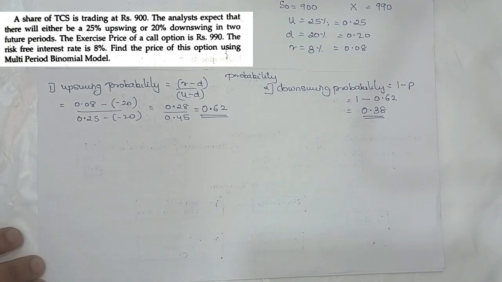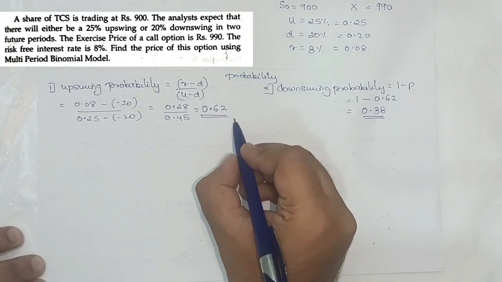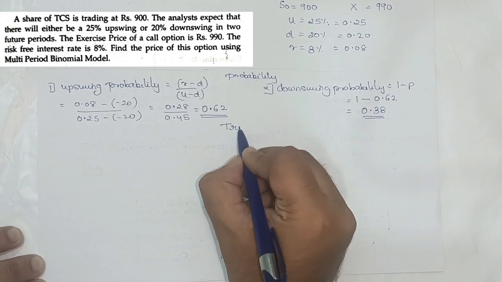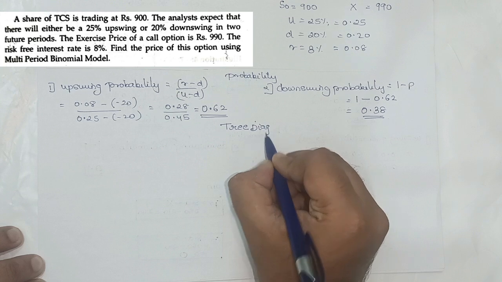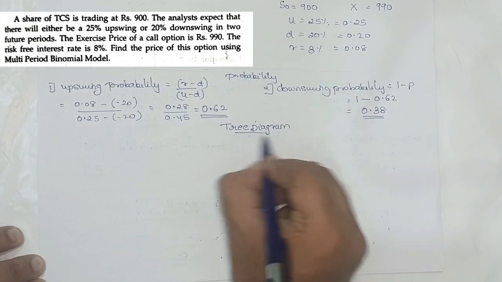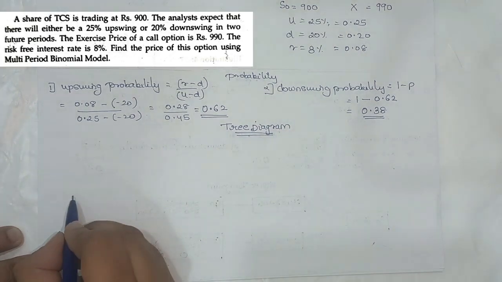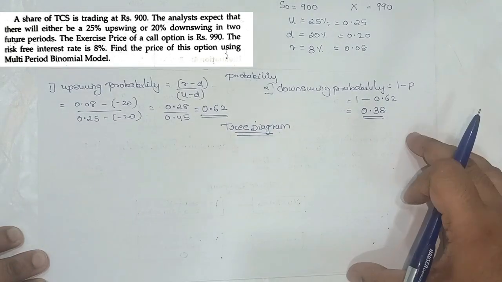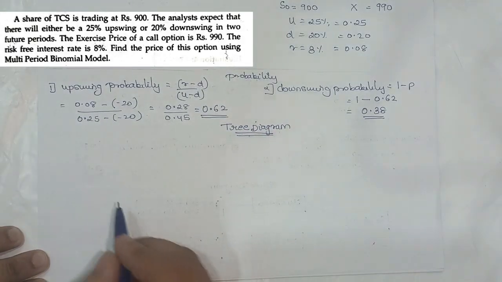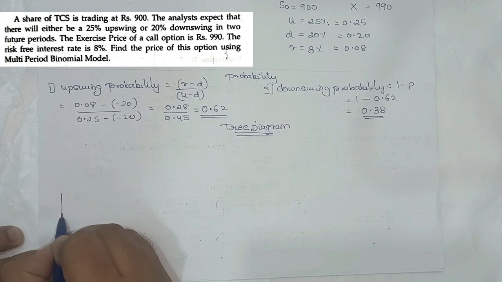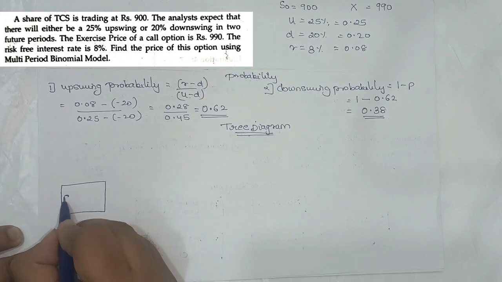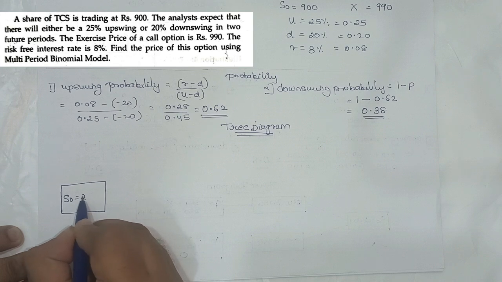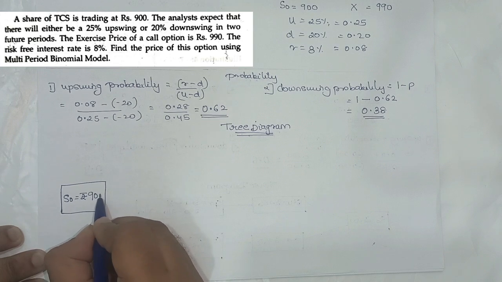Okay, that was the base of probability. Now let us see how to prepare the tree diagram when there is multi-period. Very important. I'll make it from the long side because it will be a bigger one as compared to the first one. We always start with the spot price. So in this case, the spot price was rupees 900.